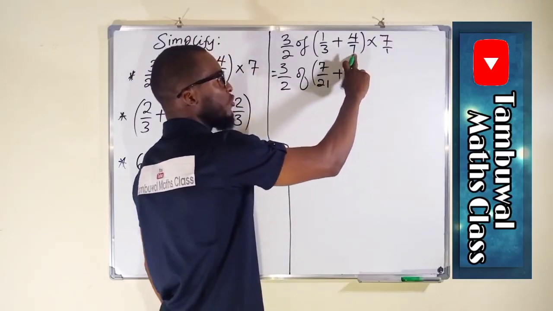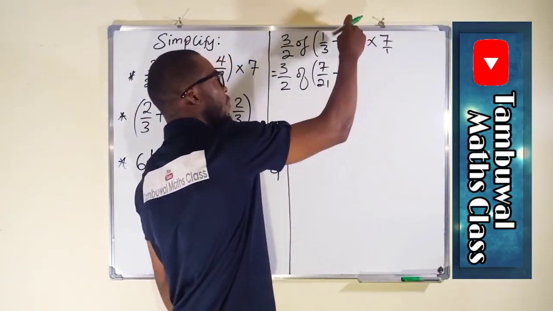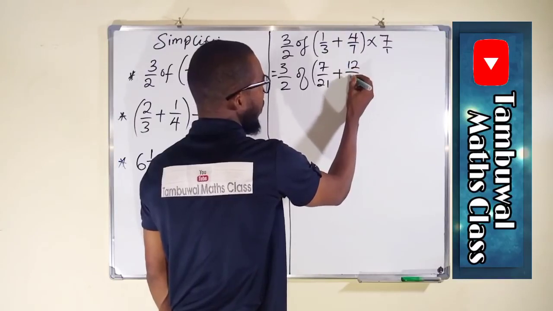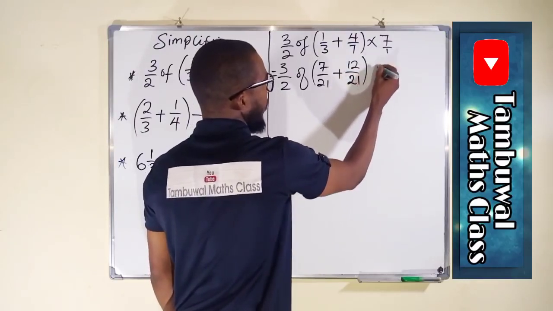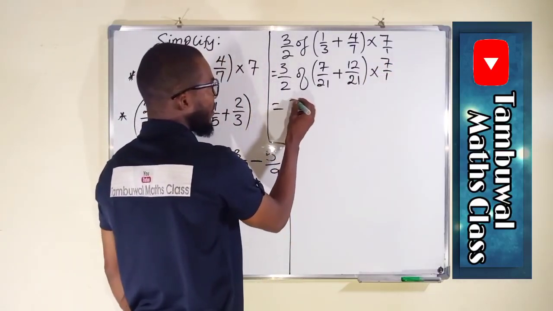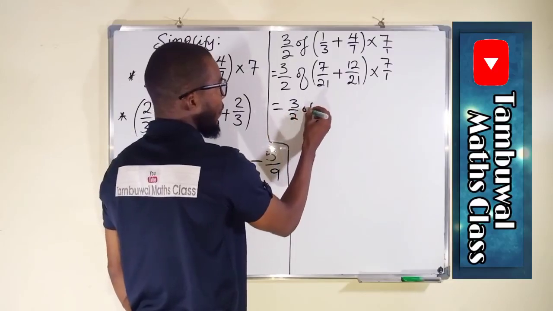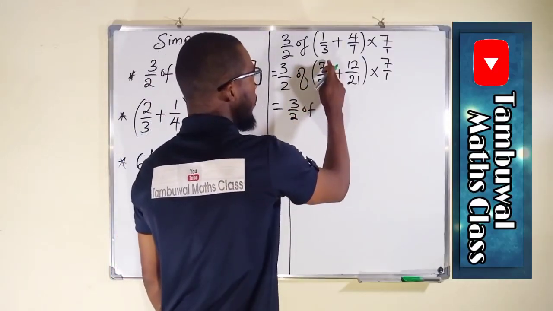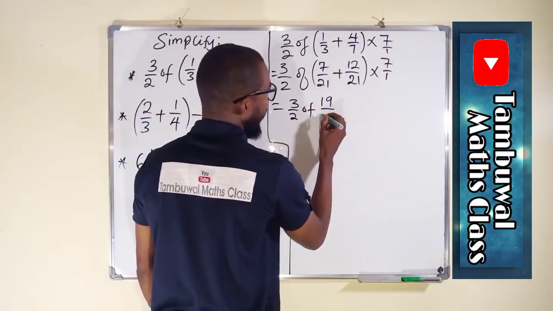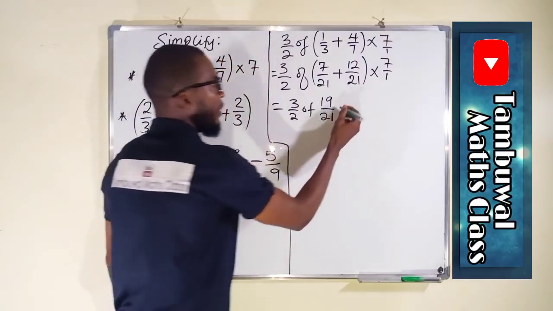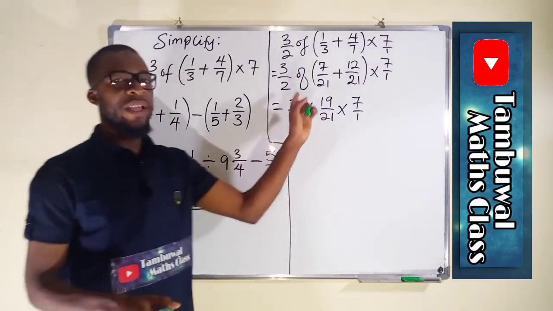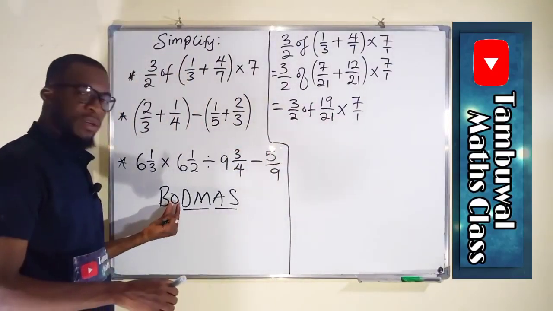Plus, to change this into 21, we have to multiply it by 3. And we have to do the same to the top number. 4 times 3 is 12 over 21, multiplied by 7 over 1. This is equal to 3 over 2 of 7 plus 12, which is 19, over 21, times 7 over 1. We have cleared the bracket, then we move to the next one, orders.